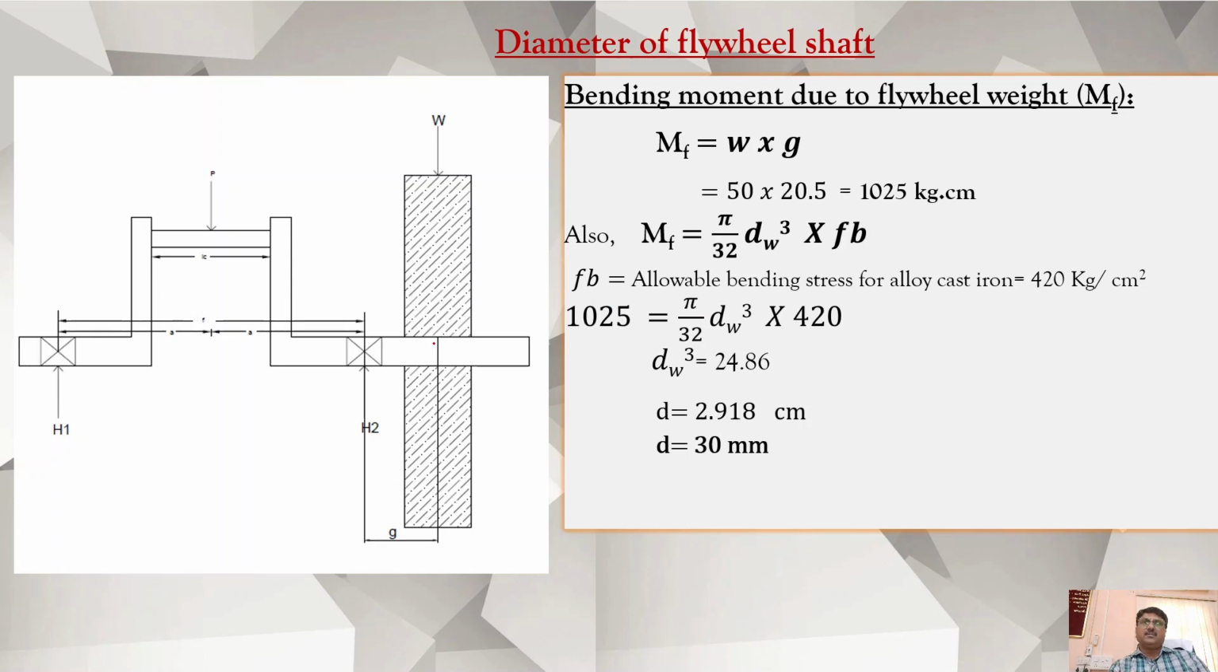This shaft is of circular cross section. So the bending moment acting on the flywheel shaft will be pi by 32 d cube into FB. FB is the allowable bending stress in the shaft material. Let it be alloy cast iron, so the value is 450 kg per centimeter square. Substituting the values, the diameter of the flywheel shaft is calculated as 2.918 centimeter. So let's take the diameter of the flywheel shaft as 30 millimeter.